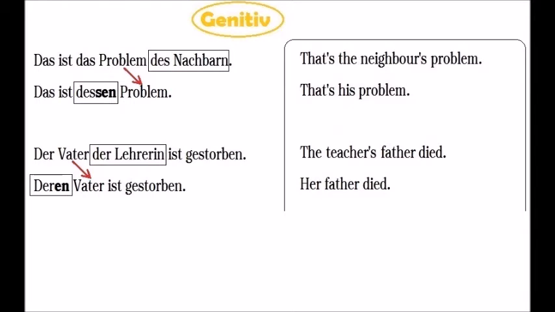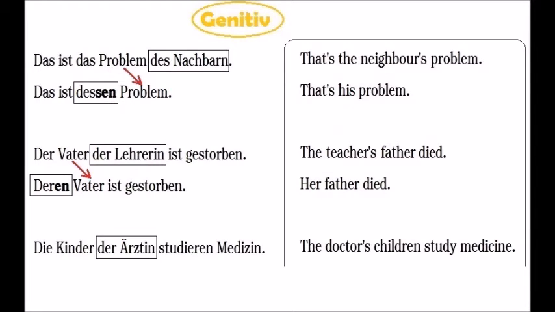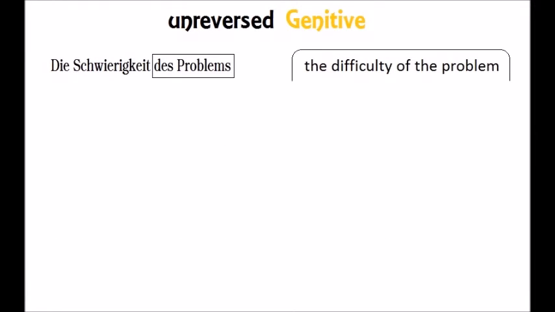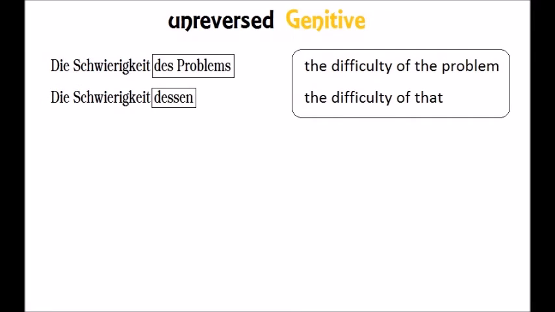Her father died. Die Kinder der Ärztin studieren Medizin. The doctor's children study medicine. Deren Kinder studieren Medizin. Her children study medicine. In older German, the noun didn't change position. You still see it sometimes like this. Die Schwierigkeit des Problems. The difficulty of the problem. Die Schwierigkeit dessen. The difficulty of that.